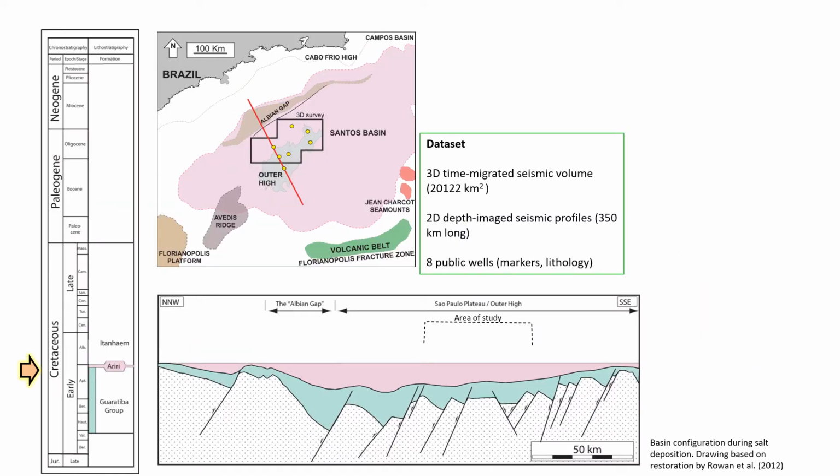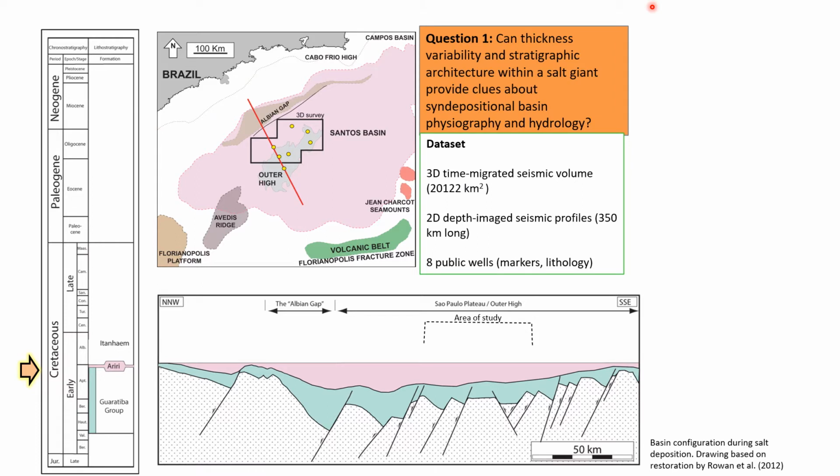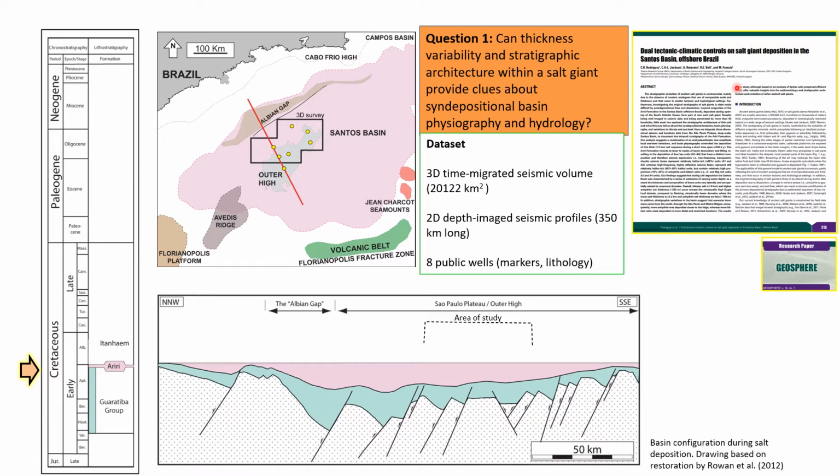The data available for the study included a 3D time-migrated seismic volume, a 2D depth-imaged seismic profile, and 8 public wells shown in yellow. The salt-dominated Ariri Formation was deposited in the late Aptian. During my PhD, I tried to characterize the thickness variability and the stratigraphic architecture within the salt to provide some clues about the depositional basin physiography and hydrology. And this is one of the questions we address in this paper published in Geosphere.